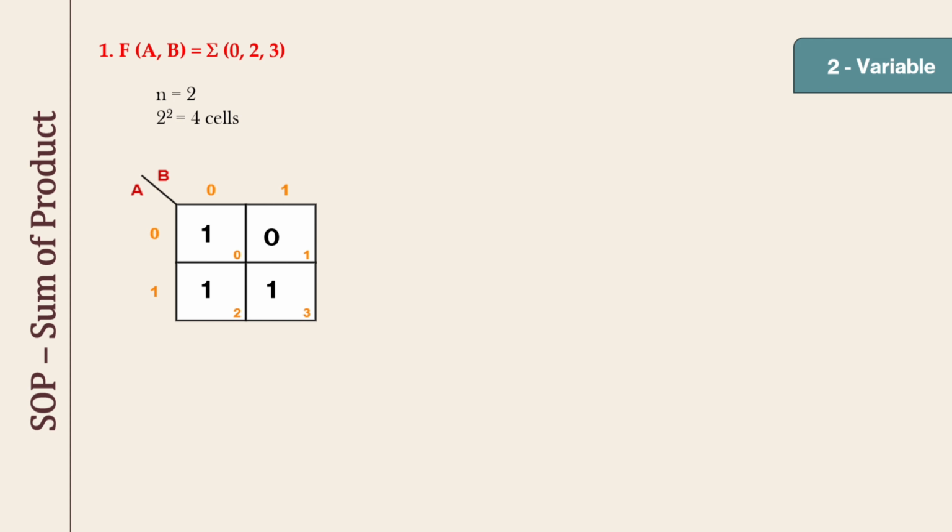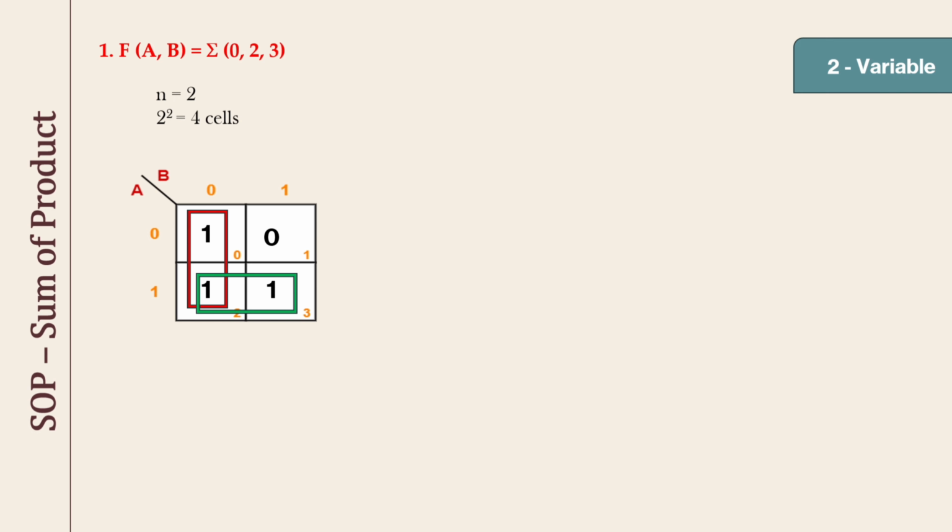Now let's move on to the grouping. While grouping, always remember the grouping should always be in powers of 2. In a 2 variable K-map, we can group 4 cells at a time. But in our problem, we don't have ones in all the cells, so we can't go with the 4 cell group. So let's move with the 2 cell group. Let's first consider cells 0 and 2. Here we can group these 2 cells. Next, we can group 2 and 3. By this, we covered all the ones in the K-map.